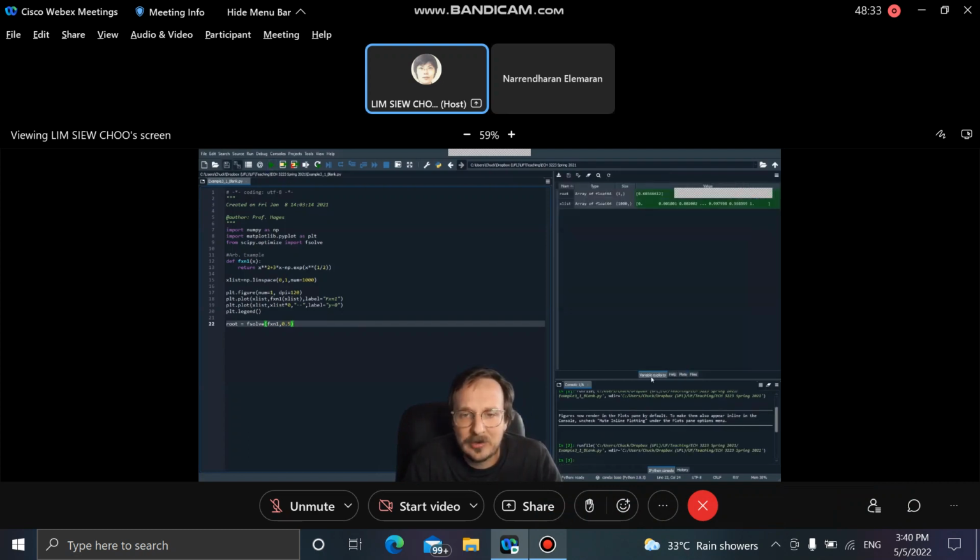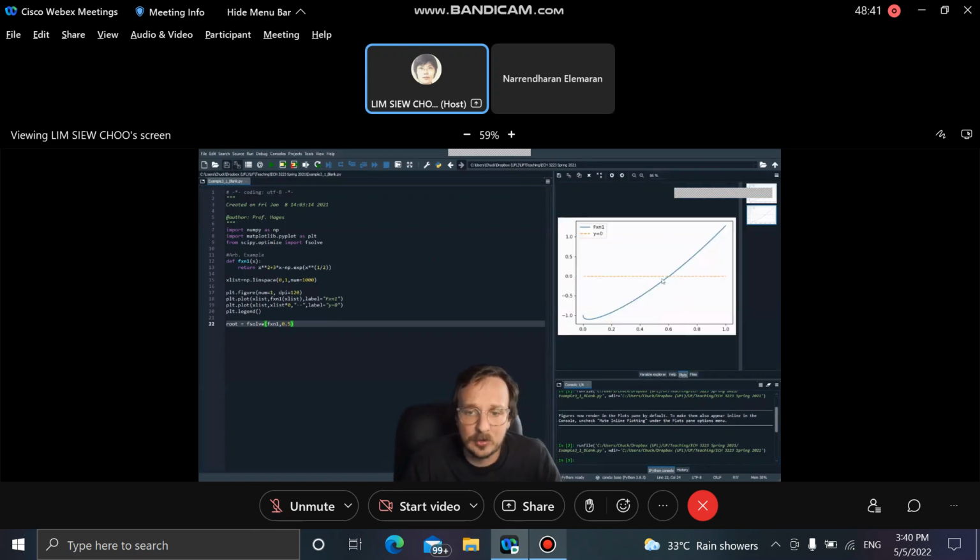And I'll go back to our variable explorer, and we can see root is equal to 0.603. Okay, and that's the root. So x equals 0.603. As easy as that. That's how you solve the equation numerically. Now, what I want to do is show you a more complex example. Let me get it up here.